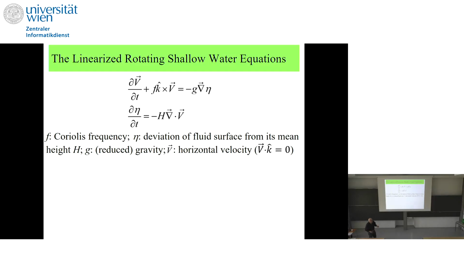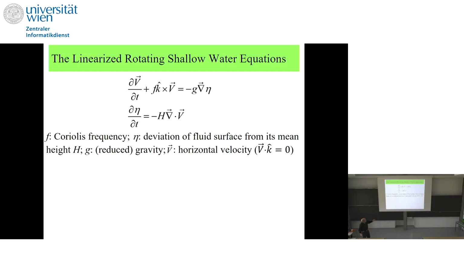So mass is never destroyed, and therefore the change in the height of the fluid can only occur because you have divergence or convergence of the fluid. So think about two columns of water that are moving towards one another, then the height will go up. And if they move away from one another, then the height will go down, the surface of the fluid. This equation, the continuity equation, represents the conservation of mass.